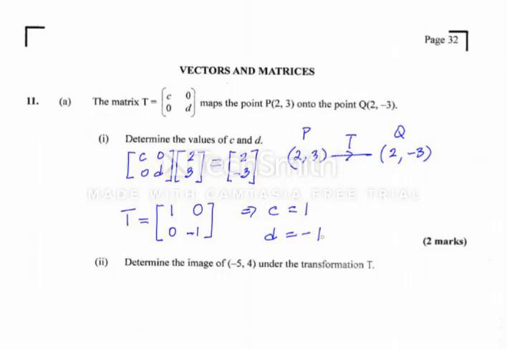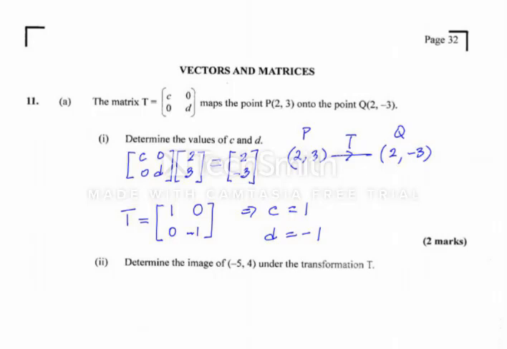So the identity matrix, which is 1, 0, 0, 1, does nothing to a coordinate. If you apply that matrix to a coordinate, the coordinate comes out the same. The top row affects the x coordinate, the bottom row affects the y coordinate, and since the only thing that changed when you apply T to P was that the sign of the y coordinate changed, to find out what T is, you simply put a negative in front of the 1 on the bottom row.